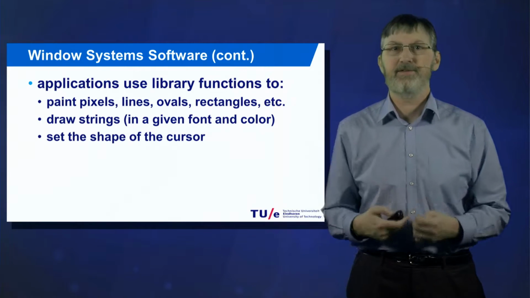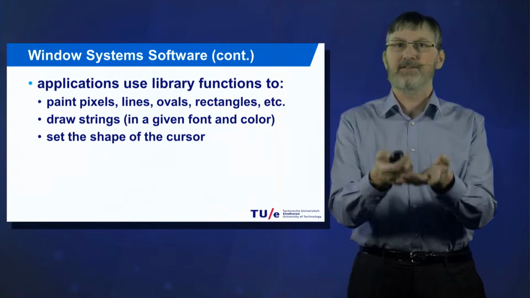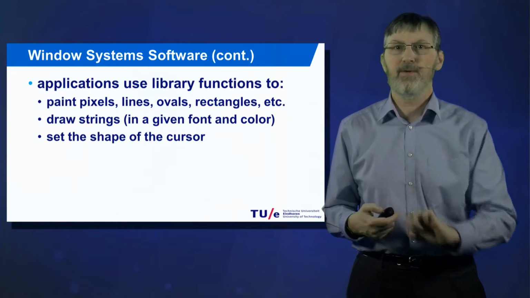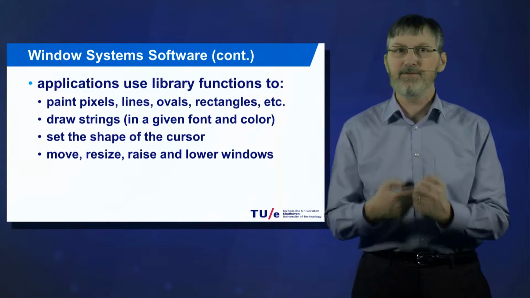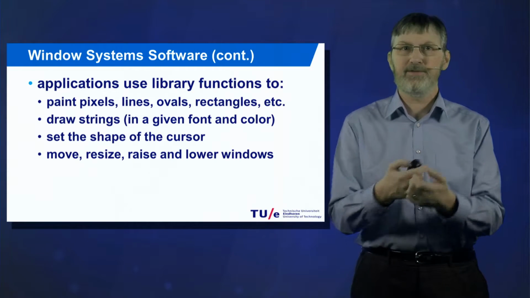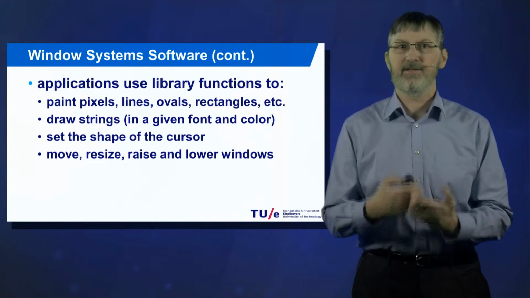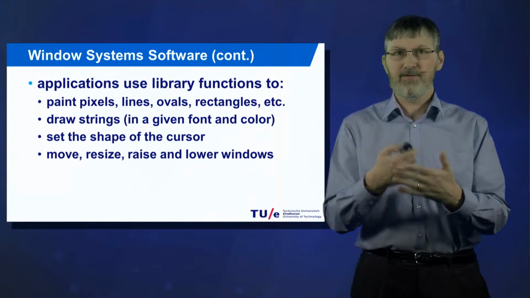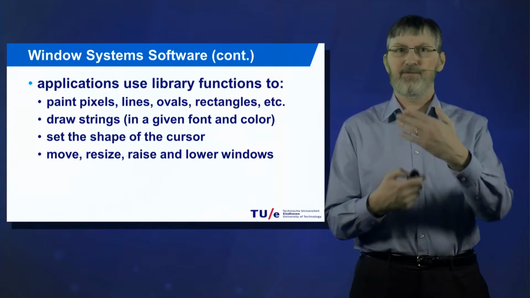You can also set the shape of the cursor. It may be an arrow, it may be an hourglass when you're waiting for something to happen, it may be a hand to show a position where you can click. This is all done by the Windows system, but you do not have to draw this cursor in your application program. You can also change the size and the position of the window, and you can also put windows on top of each other, as we will show later, and you can bring windows to the front or send them to the back.